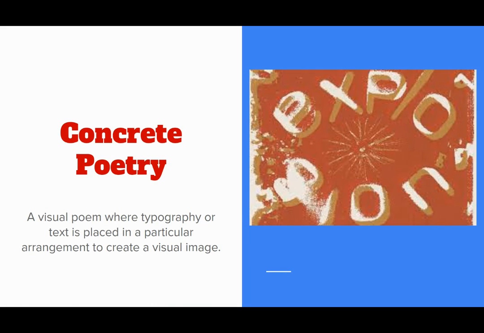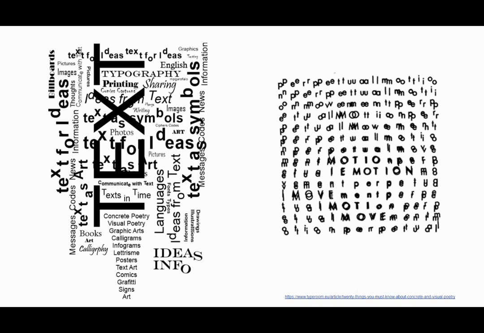Welcome to week 5, and this week our focus is concrete poetry and graphic communications. Concrete poetry is a visual poem where typography or text is placed in a particular arrangement to create a visual image. If you don't know what concrete poetry is, I'm sure you have probably seen it somewhere, maybe in a creative writing class or your English class. Here are some examples of concrete poetry, and we're really going to think about typography and text and how you can use that to communicate an image that has to do with your poem.